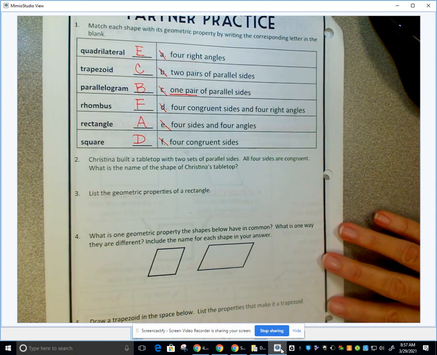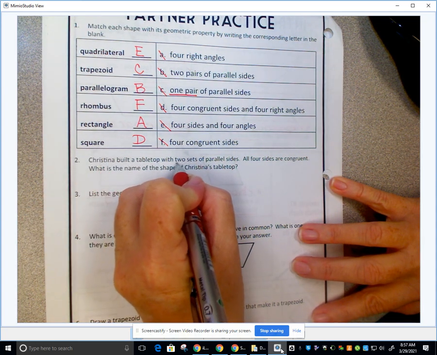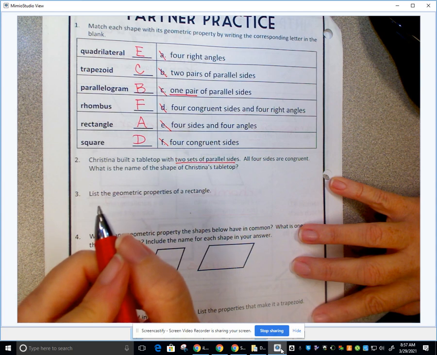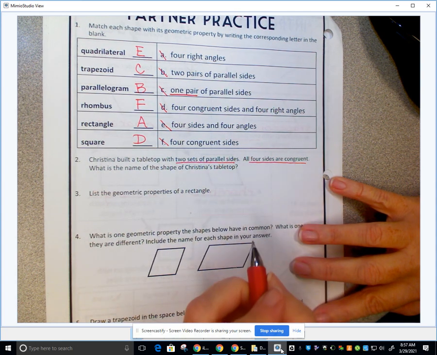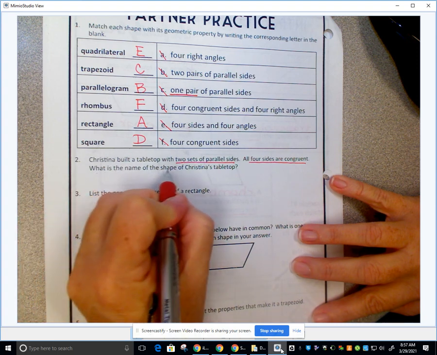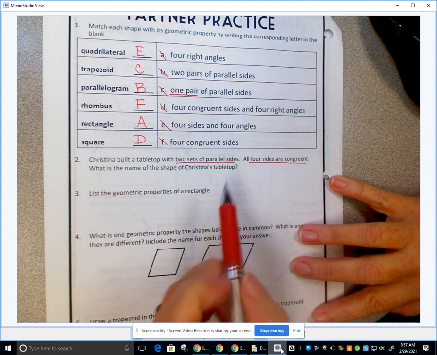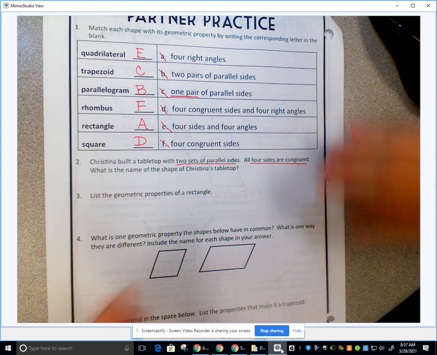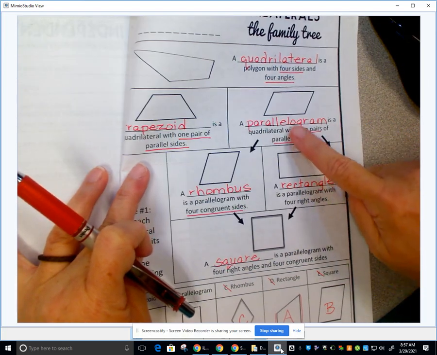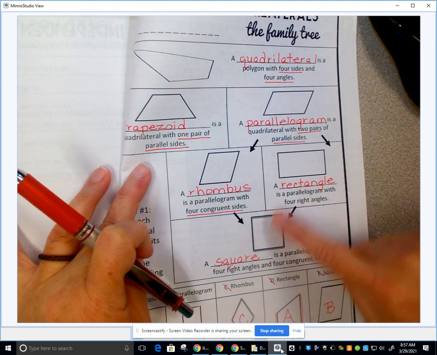All right, let's look at these problems. Christina built a tabletop with two sets of parallel sides. All four sides are congruent. What is the name of the shape of Christina's tabletop? Well, two sets of parallel sides. We know that's a parallelogram. But remember, a parallelogram comes down here, a rhombus, a rectangle, and a square.